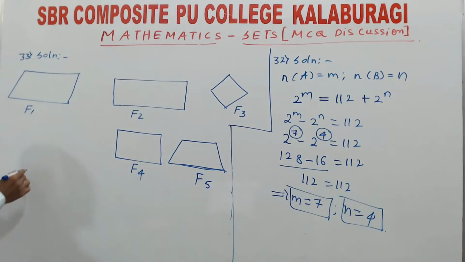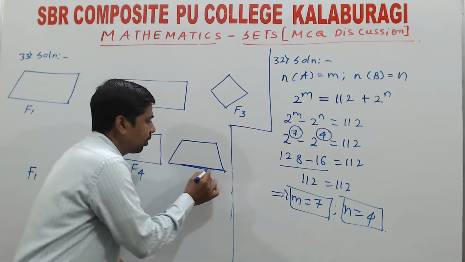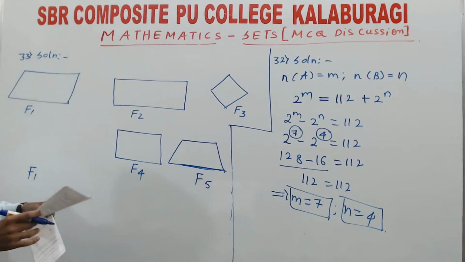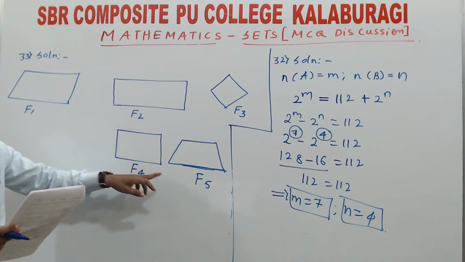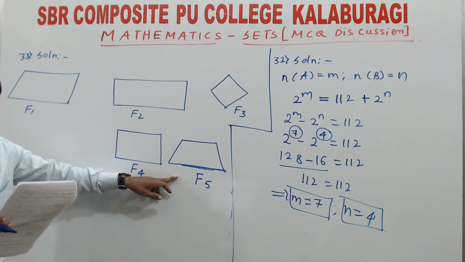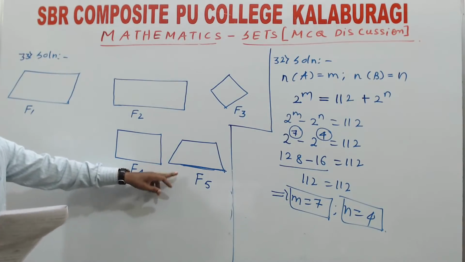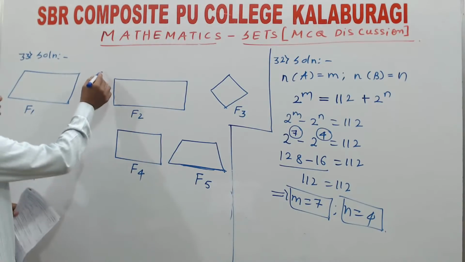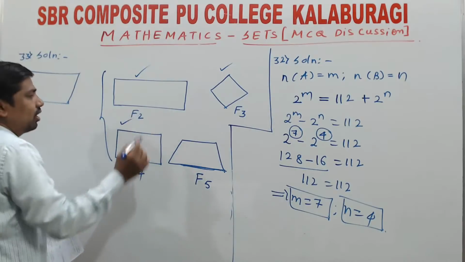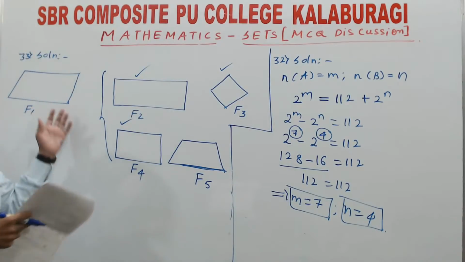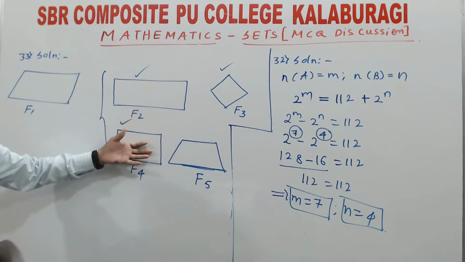Then F1 may be what? The options are: F2 intersection F3, F3 intersection F4, F2 union F5, or F2 union F3 union F4 union F1. So any of these rectangle, rhombus, and square, what are they? They are types of parallelogram. They are the families of parallelogram.